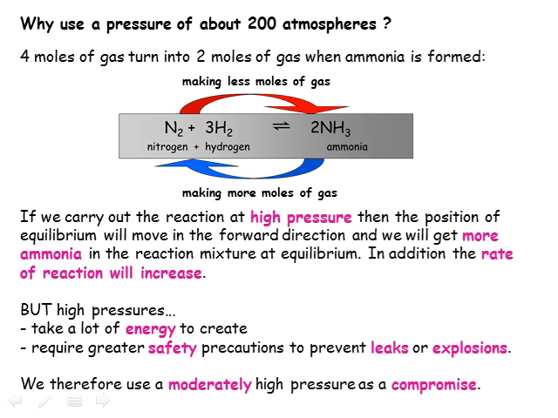However, using a very high pressure requires a lot of energy and increases the risk of leaks or explosions, so the ammonia production equipment costs more to make and run. Using 200 atmospheres pressure gives us the optimum benefit without the costs becoming too great.